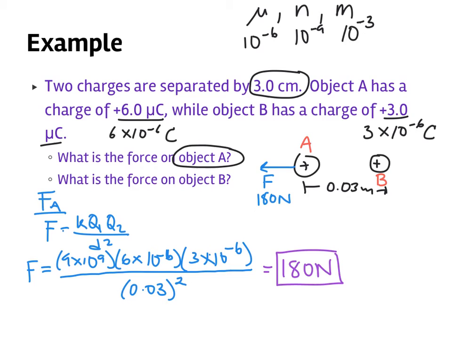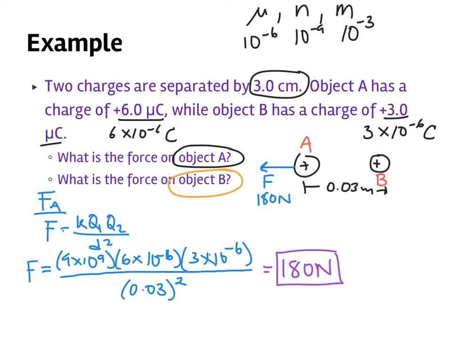Okay, now, next question says, what is the force on object B? Okay, let me draw this in orange for you, but here's B. So I want to know, how does A interact on B? Well, we know that B applies a force of 180 newtons on A. I'm asking for what force does A apply back on B?